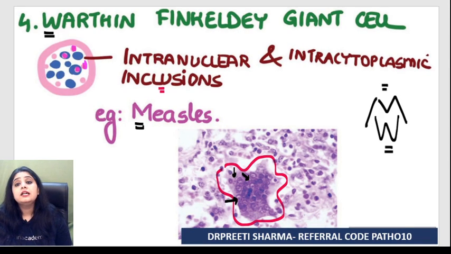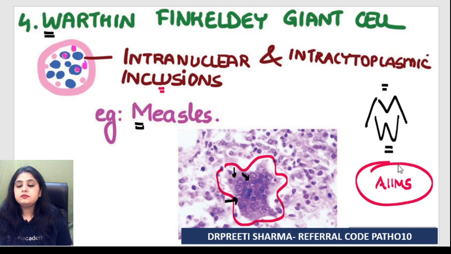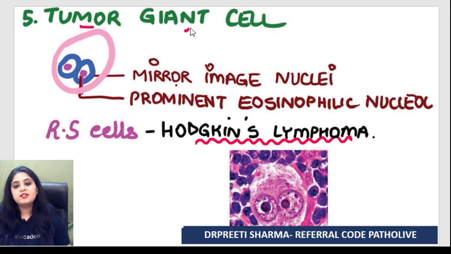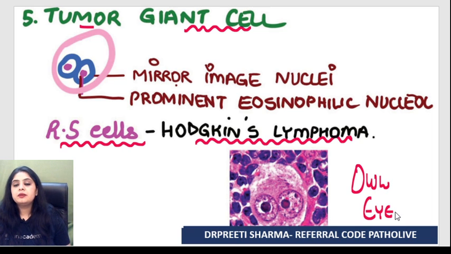So remember, this was also a question that came in the AIIMS exam. Warthin-Finkeldey giant cell, measles, both intranuclear and intracytoplasmic. Coming to the 5th giant cell, which is everyone's super duper favorite, and that is the tumor giant cell. Which tumor am I talking about? The tumor that I'm talking about is Hodgkin's lymphoma. And what is the cell that you see in Hodgkin's lymphoma? The Reed-Sternberg cell. Everyone's very, very favorite owl eye appearance.